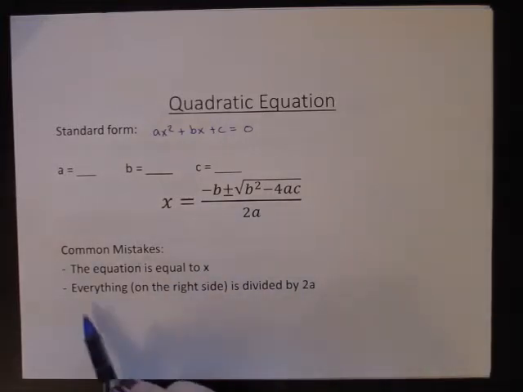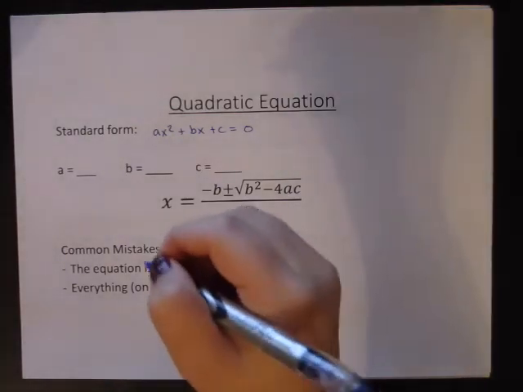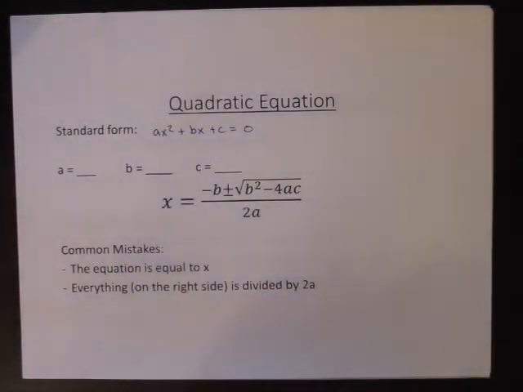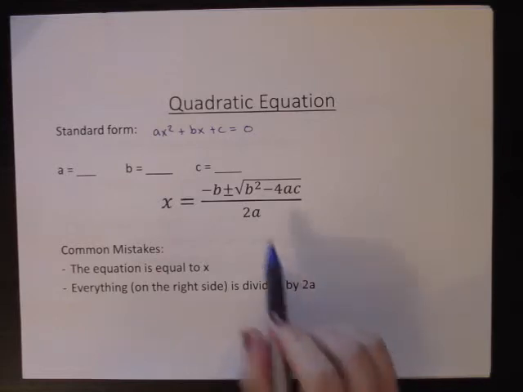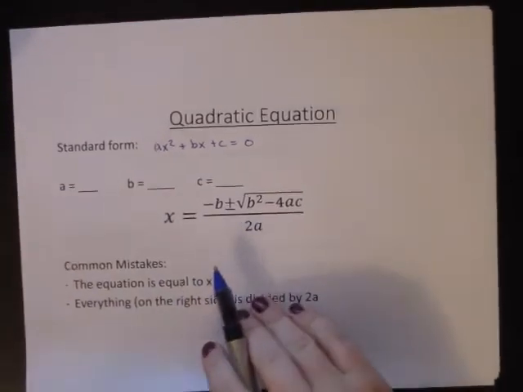The common mistakes that I see is the equation is not equal to x. You've got to make sure it's x equals and then plug in that equation. And everything on the right side is divided by 2a. So you need to make sure absolutely everything, not just the radical.